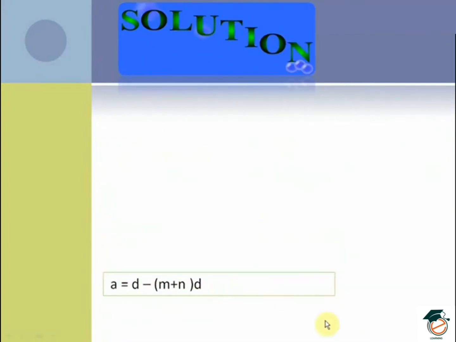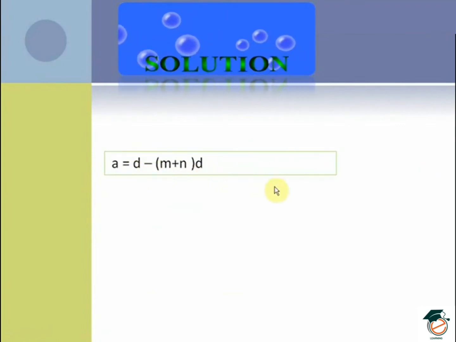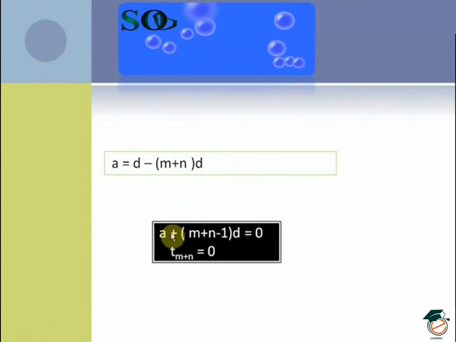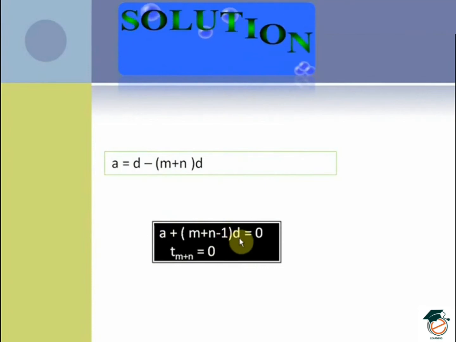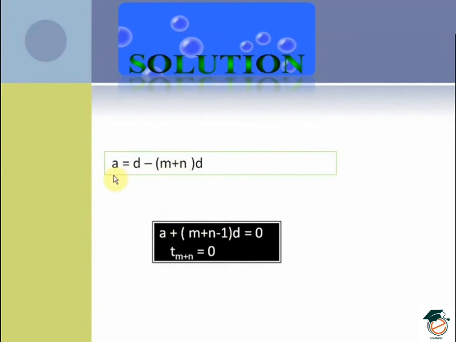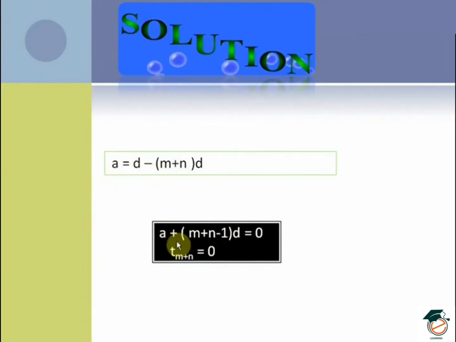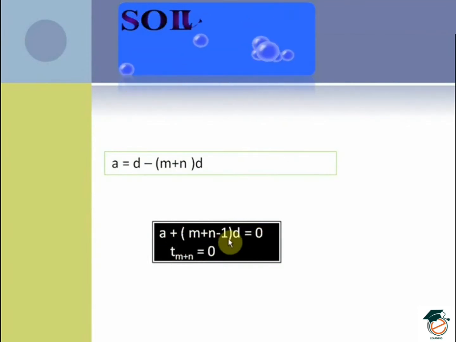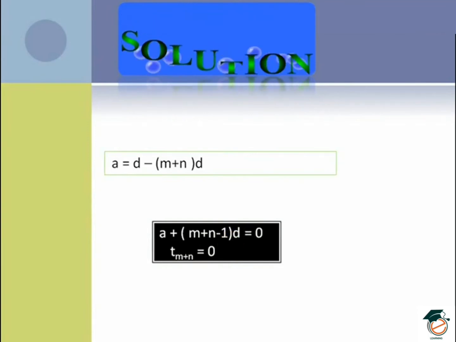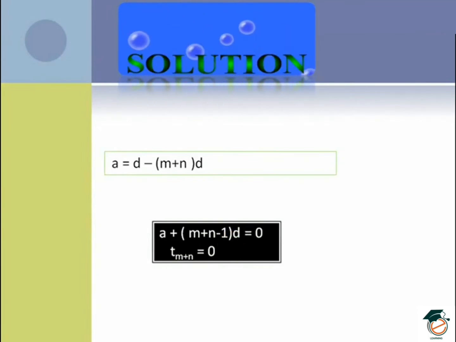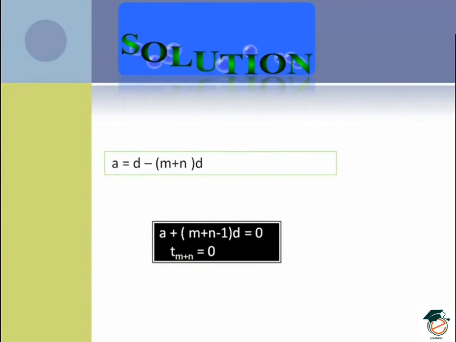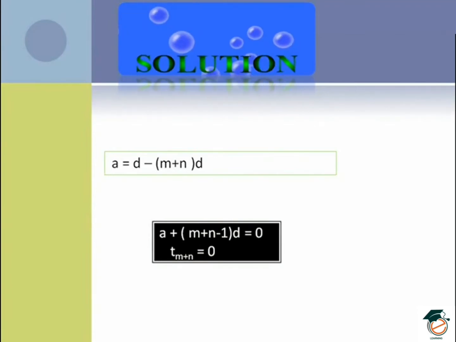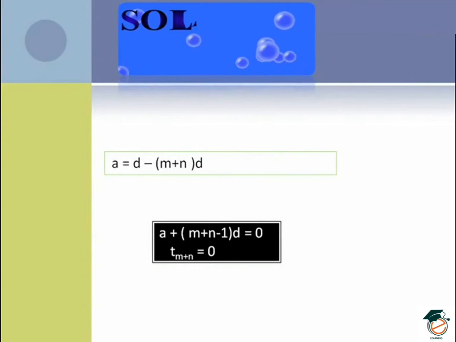Now further, this equation could be written as a plus (m plus n minus 1) into d. We take all these terms to this side, that is the LHS, and get a plus (m plus n minus 1) into d equal to 0. Now this is nothing but the (m plus n)th term, and so we can say that the (m plus n)th term of this AP is equal to 0. Thus if m times the mth term is equal to n times the nth term, then the (m plus n)th term of such an AP would be equal to 0.